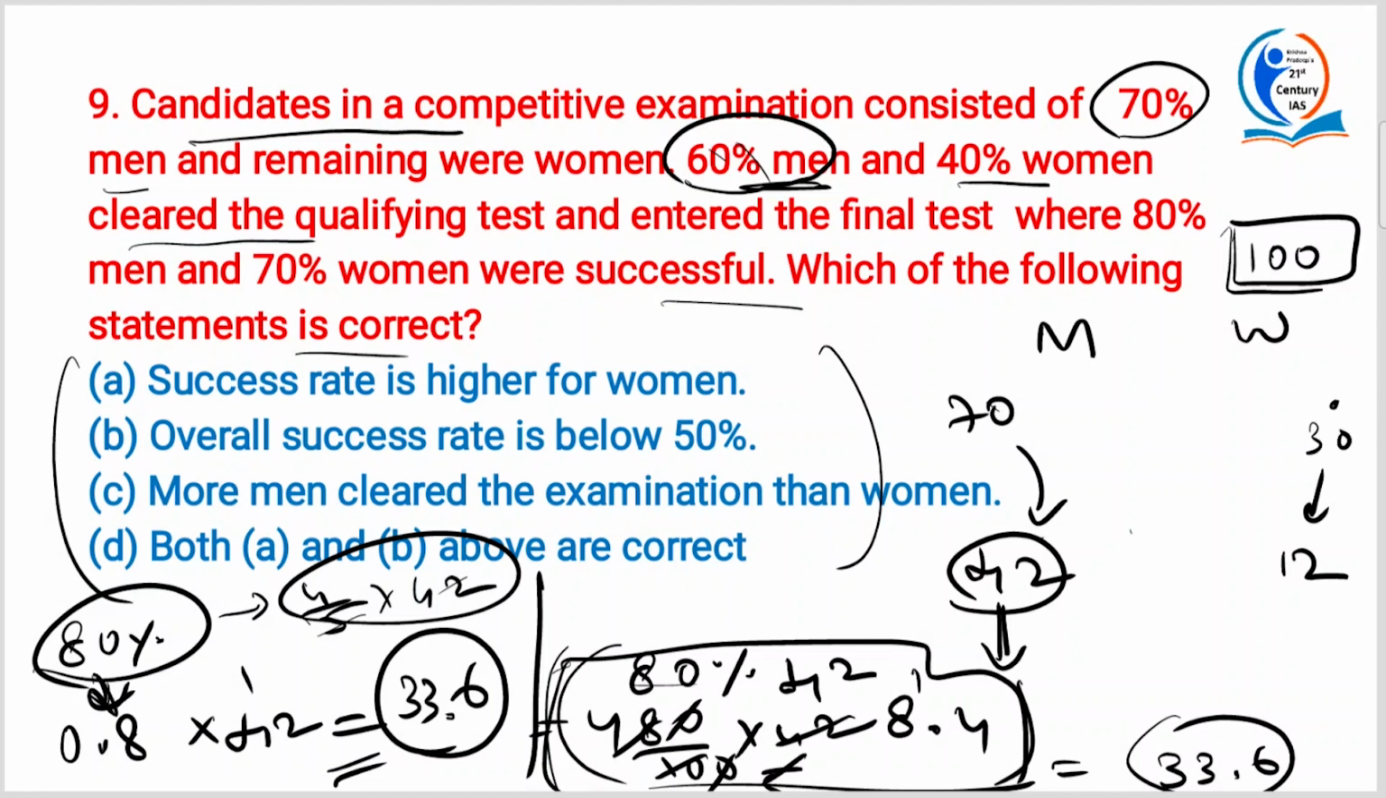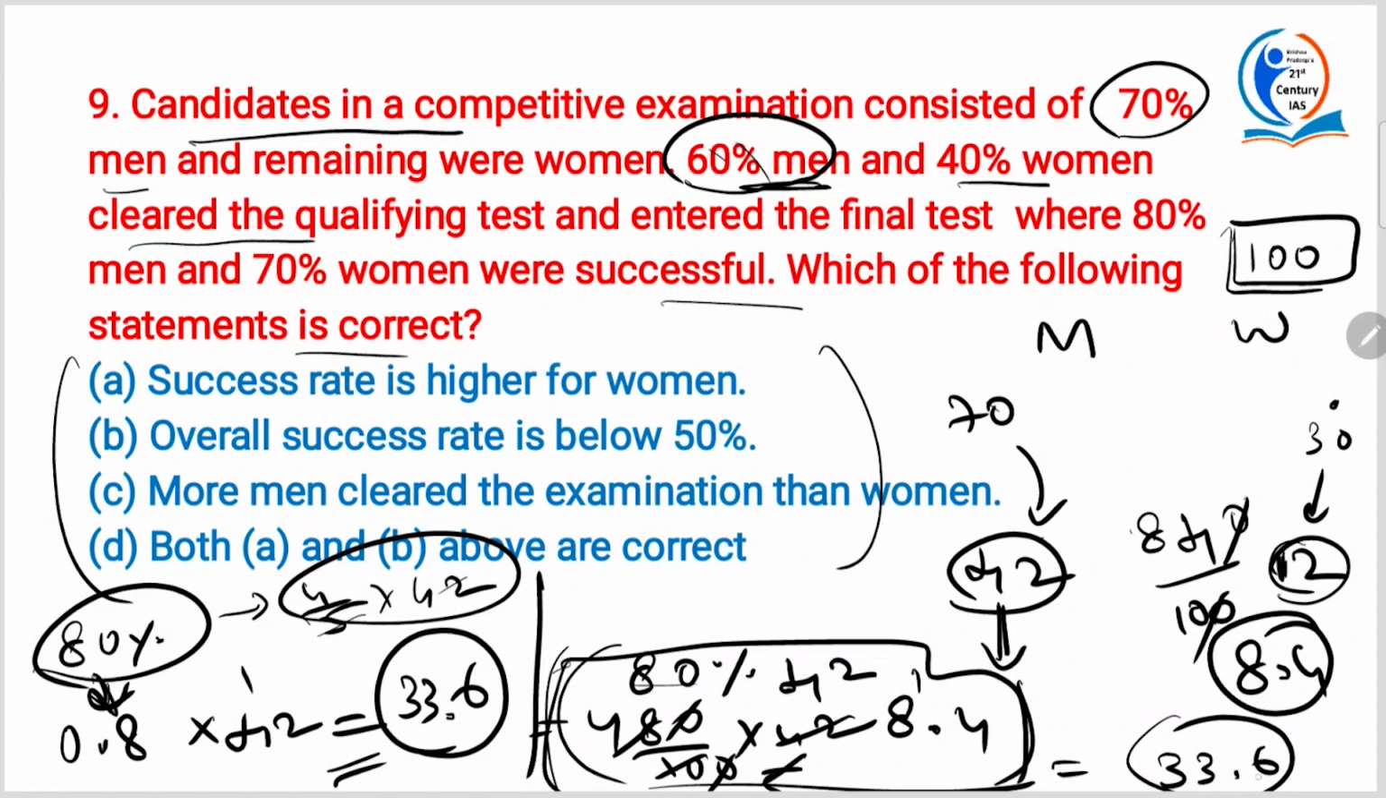Now coming to women, how many passed? What is 70% of 12? 70% of 12 is 7 12s are 84, and there will be 10 by 100, which means 8.4. So 8.4 and 33.6. Since we have taken 100 as the base value or number of people, this 33.6 translates to 33.6 percentage. 8.4 translates to 8.4 percentage.